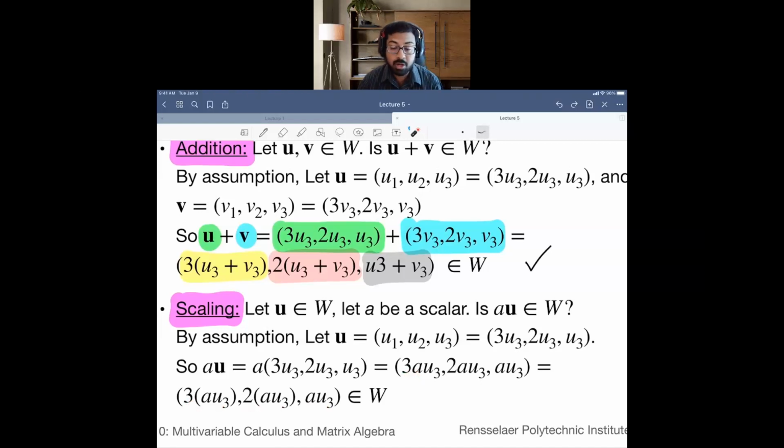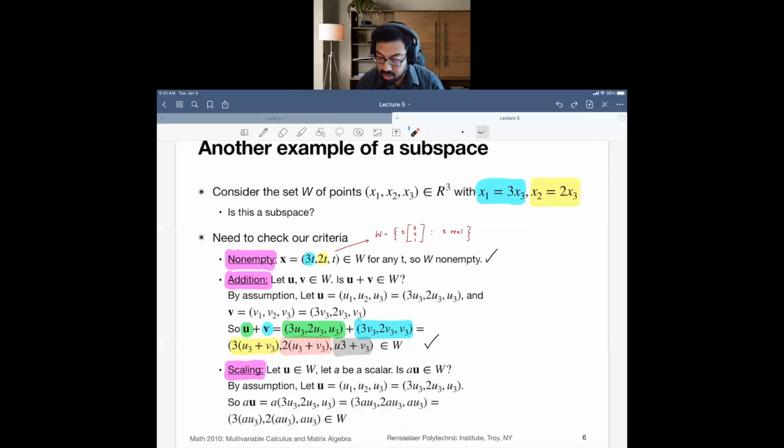This is also going to belong to W because the first element is 3 times the last one, second element is 2 times the last one. So it satisfies this criteria, belongs to R cubed, and it satisfies the criteria that we have laid out to qualify to be in that subspace W. So this also belongs to W.